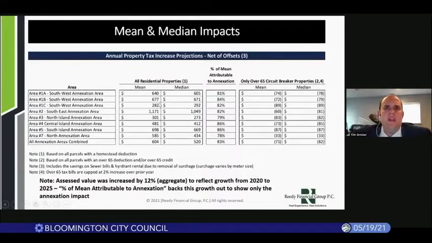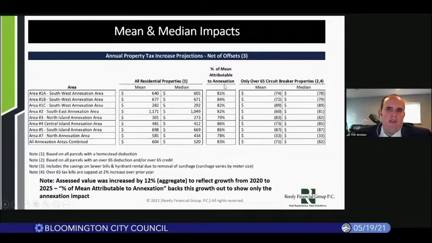Next, we'll discuss the mean and median taxpayer impacts. So this first chart here, on the left, you will see the annexation areas. And then in the next area, this is all residential properties only. So this is anyone with a homestead deduction, which is their primary residence. And then after that, we show the percentage of mean attributable to just the annexation.